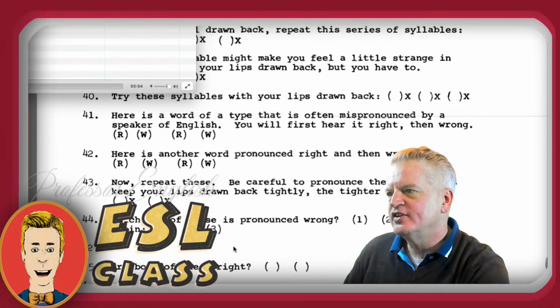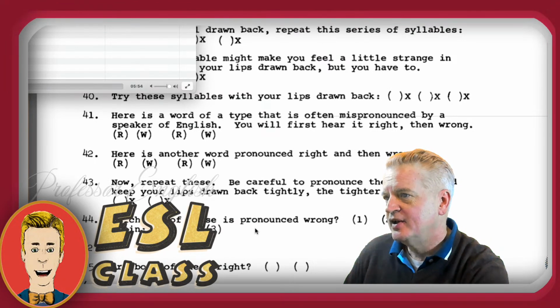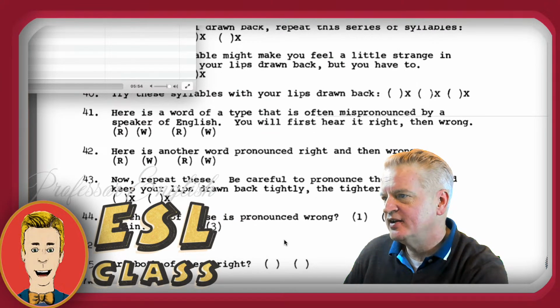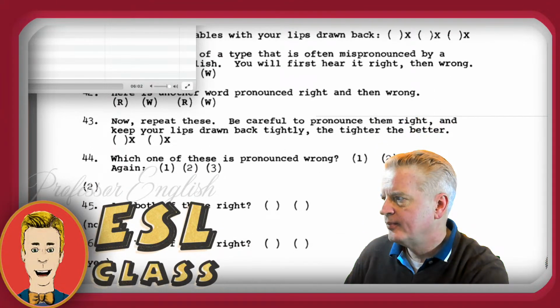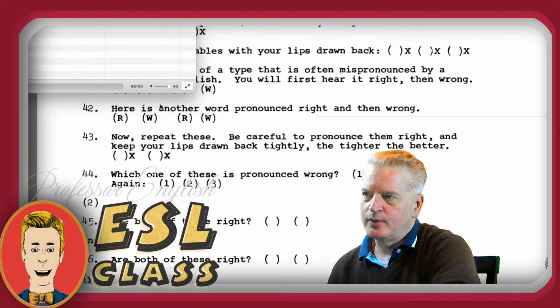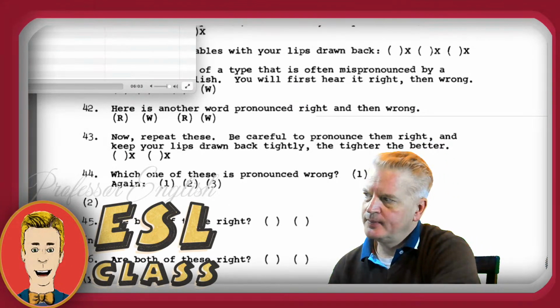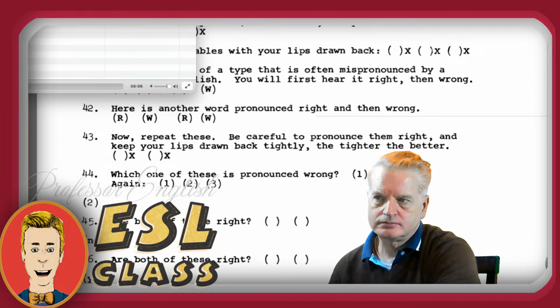41. Here's a word of a type that is often mispronounced by a speaker of English. You will first hear it right and then wrong. Bank, Bonk. 42. Here's another word pronounced right and then wrong. Kann, Con.